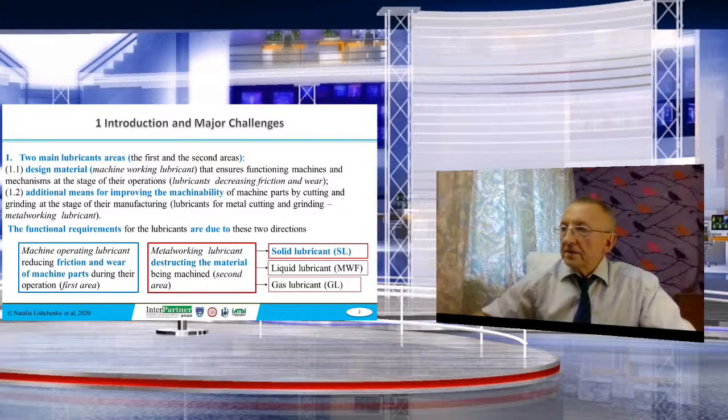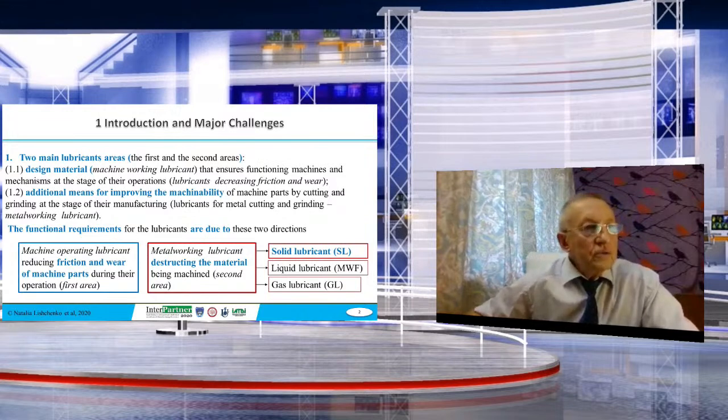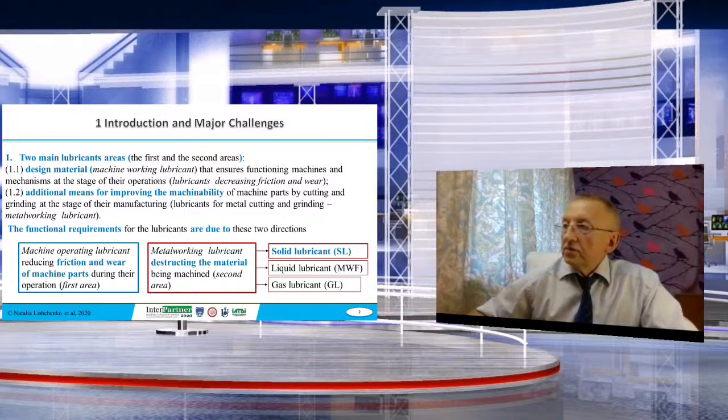The functional requirements for the lubricants are due to these two directions. The first area, machine operating lubricant, reduces friction and wear of machine parts during operation. The second area, metal working lubricant, facilitates the processing of the material being machined. From the second direction, we have three kinds of lubricants. The first kind is solid lubricant. The second kind is liquid lubricant. And the third is gas lubricant. Our attention is on solid lubricant. Please, slide number 3.